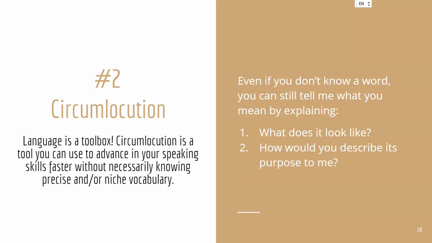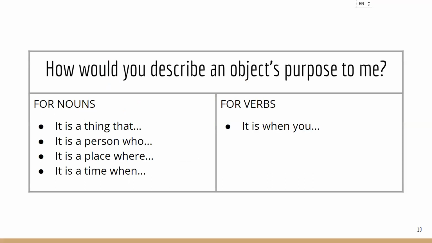That concept of using many words to explain one word is called circumlocution. It's something that students can use to advance speaking skills, even when they don't have that much of a vocabulary. Basically, the idea is that you can still express to me what you're trying to say by explaining what something looks like or something's purpose. So here are a couple of sentence starters.